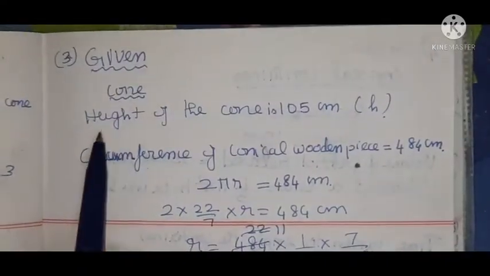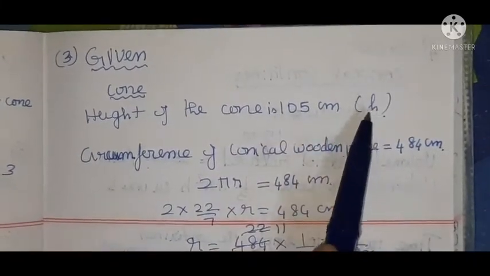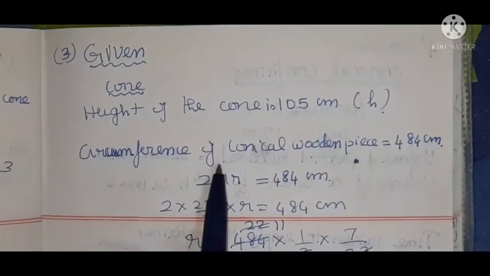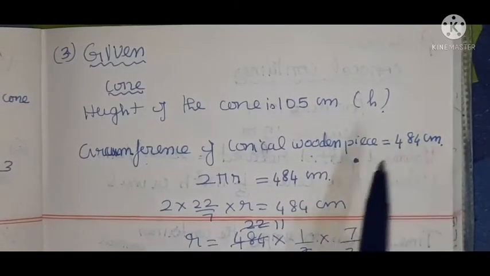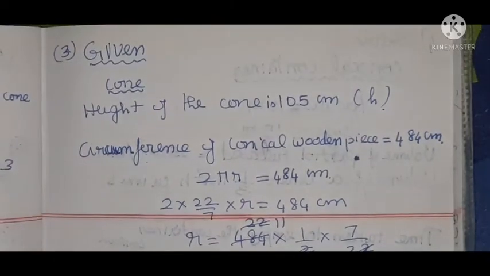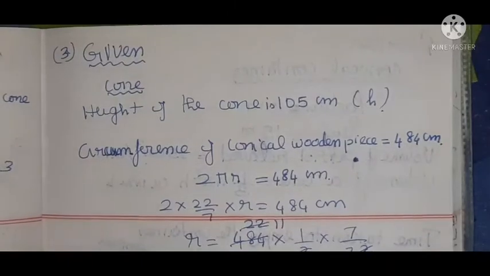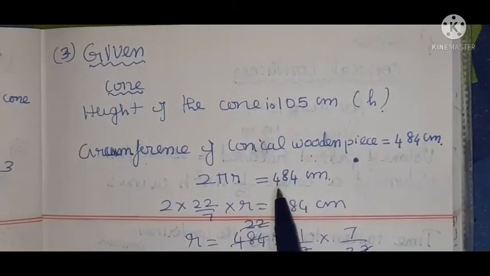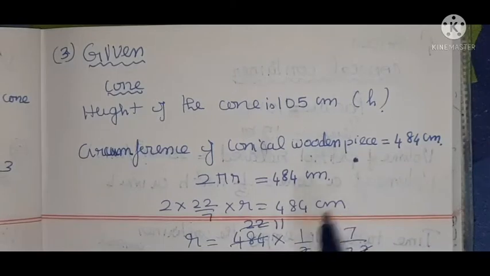Given cone. Height of the cone is 105 centimeter, that is taken as h. Circumference of the conical wooden piece is 484 centimeter. The base of the cone is circular in shape. Circumference of the circle is 2 pi r. 2 pi r is equal to 484 centimeter. 2 into 22 by 7 into r is equal to 484 centimeter.